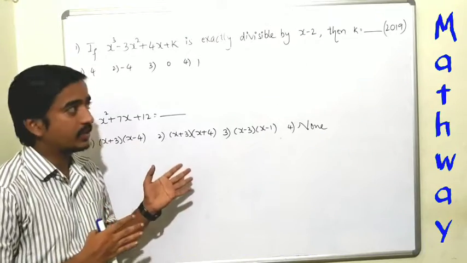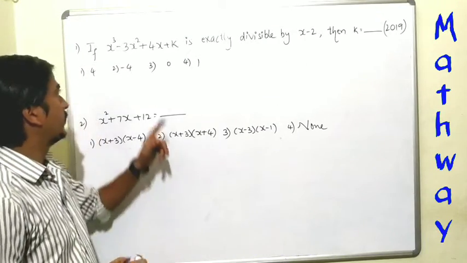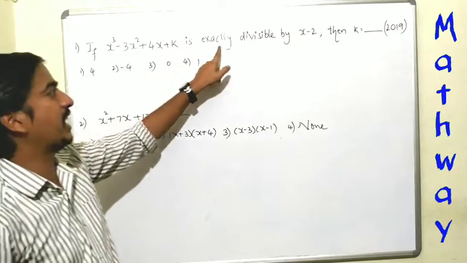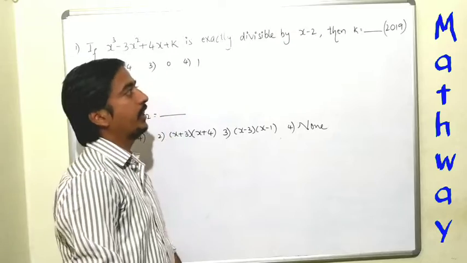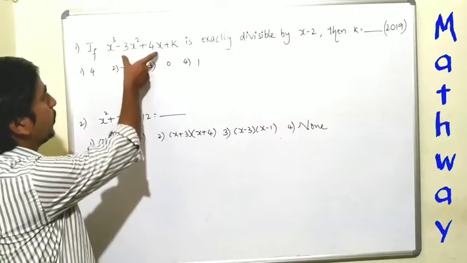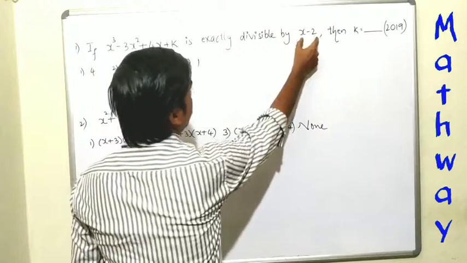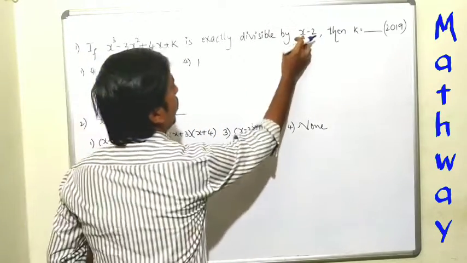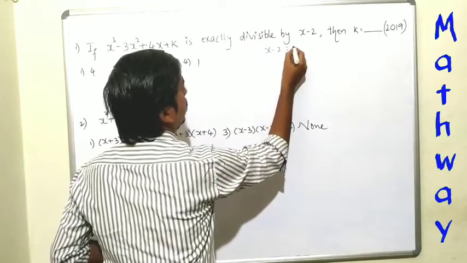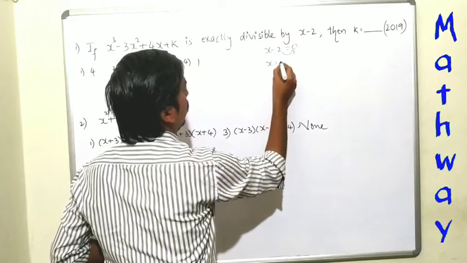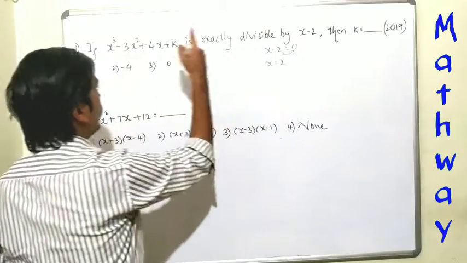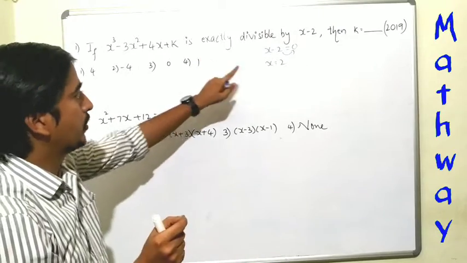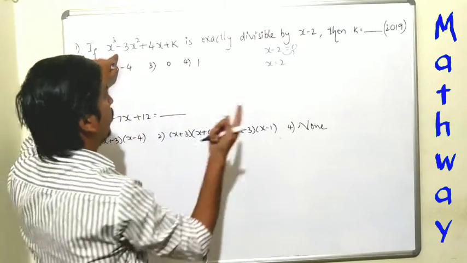Now let's do the questions from the year 2019. First question. If x cube minus 3x square plus 4x plus k is exactly divisible by x minus 2, then k equals what? He said that this polynomial is divided by x minus 2 exactly. Exactly means the remainder is 0. So from x minus 2 equal to 0 we get x equal to 2. If you put x equal to 2 in this polynomial, then this value becomes 0 because he said it divides exactly. So substitute x value 2 in this polynomial, then we will get the k value.